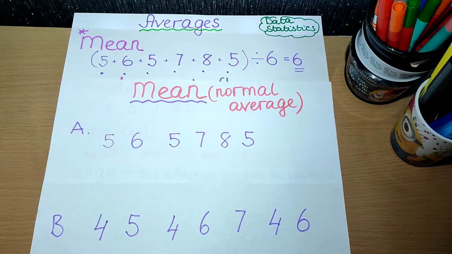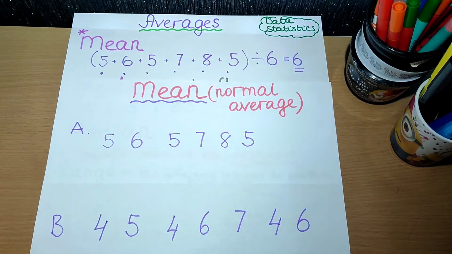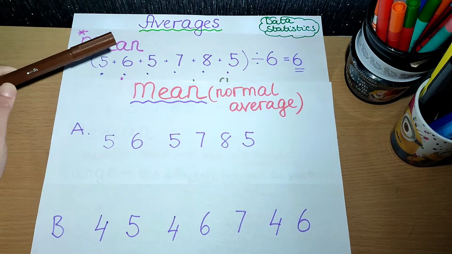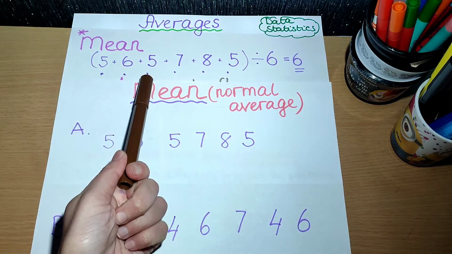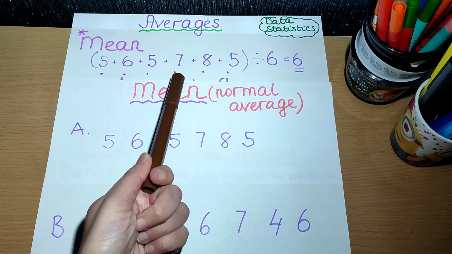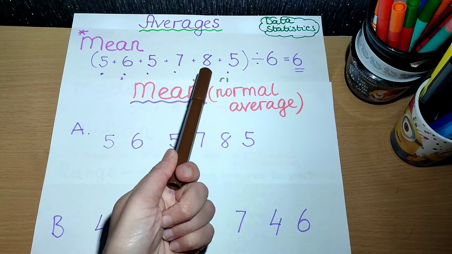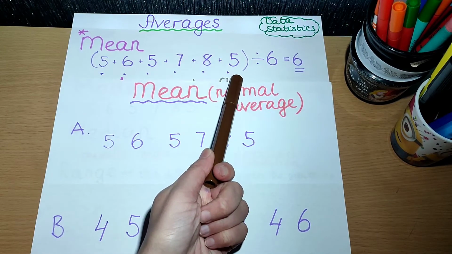So what is average? Well, imagine we had 1, 2, 3, 4, 5, 6 children, and each child had some biscuits. First child had 5 biscuits. Second child had 6 biscuits. Third child had 5 biscuits. Fourth child had 7 biscuits. Fifth child was greedy and had 8 biscuits. And sixth child had 5 biscuits.